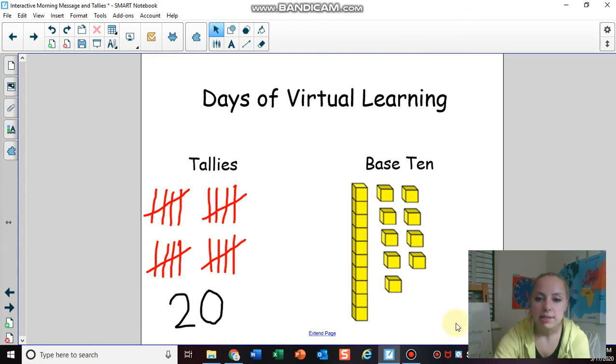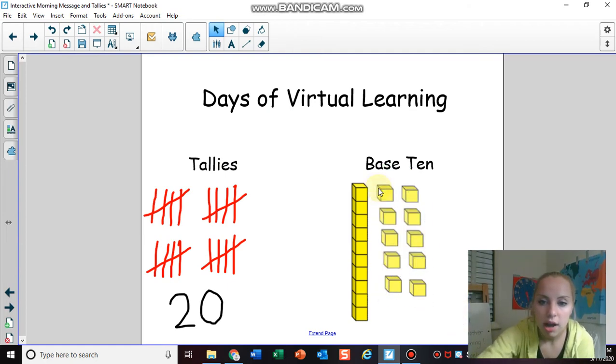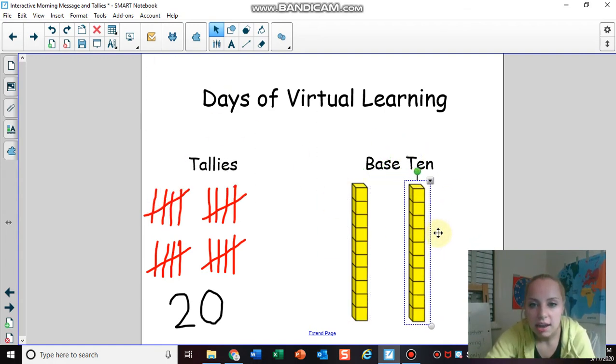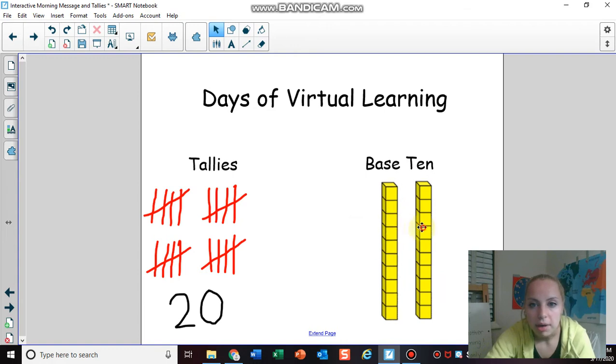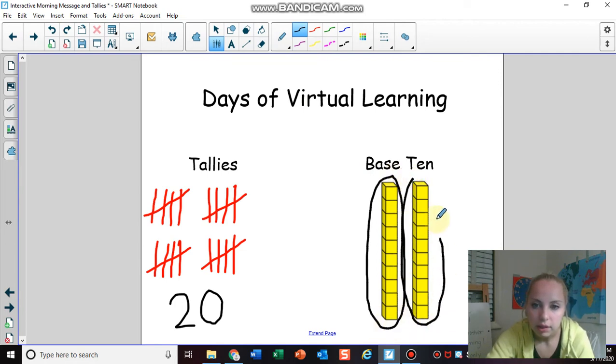And over here we have our base 10 counter. This shows that we had 19 days on Thursday. But if we added another one, that means that we would have another group of 10. So we're going to take away these individual ones and then add another group of 10. So if we count by tens, we'll have 10, 20. So two tens equals 20, and 4 fives equals 20.